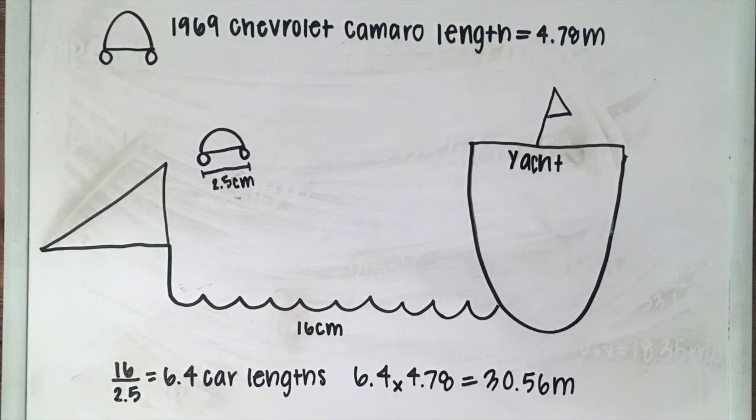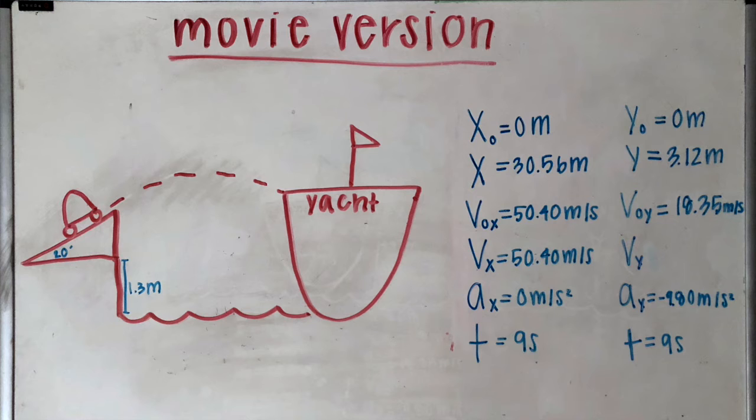We measured the length of the car and how far the yacht was from the ramp as it appeared on the computer screen. We divided 16 centimeters, the distance from the ramp to the yacht, by 2.5 centimeters, the length of the car. It equaled 6.4 car lengths. The car in the scene is a 1969 Chevrolet Camaro, spanning 4.78 meters in length. 4.78 was multiplied by 6.4 to see how far the car traveled in the air. The x variable is 30.56 meters.